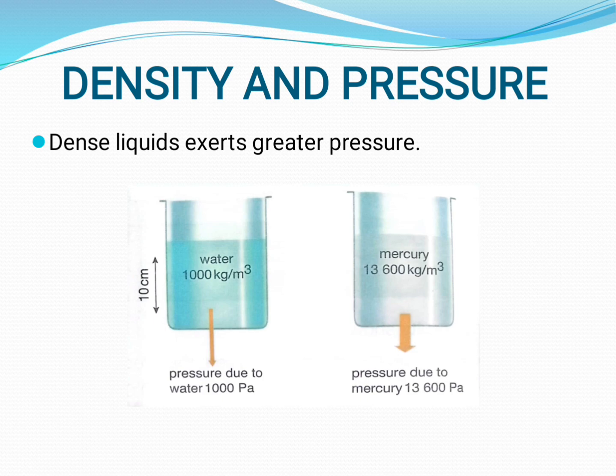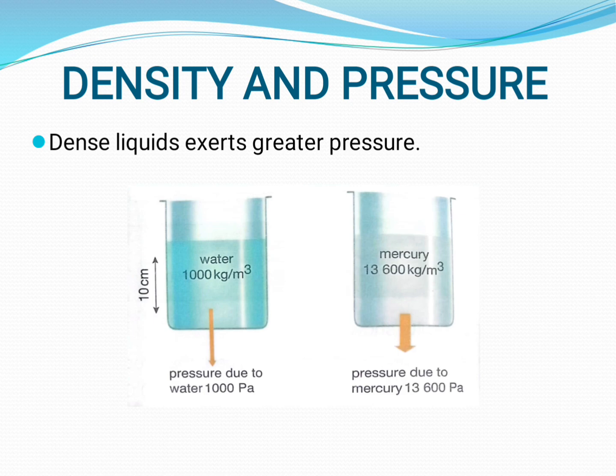Next topic is density and pressure. The density of the liquid also affects the pressure. Dense liquids exert greater pressure. The diagram shows a comparison between the pressure at the bottom of a beaker of water with the pressure at the bottom of a beaker of mercury.